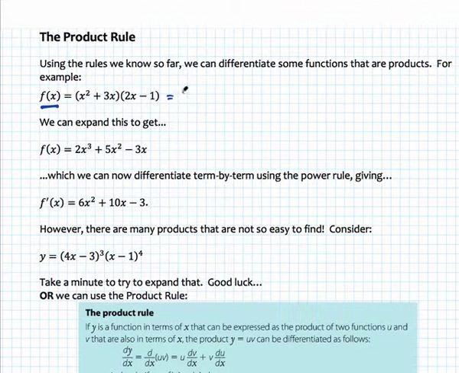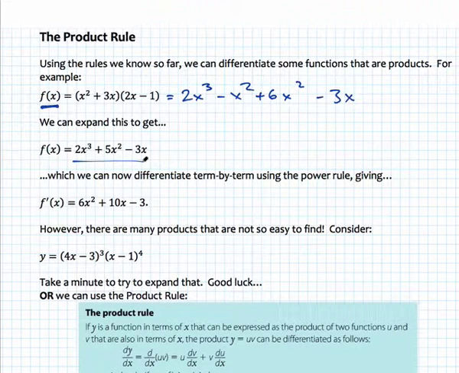x squared times 2x. That's 2x cubed. The outer term would be minus x squared. The inner term would be 6x squared. And then finally minus 3x, which simplifies to this thing down here. Now that wasn't so bad at all.